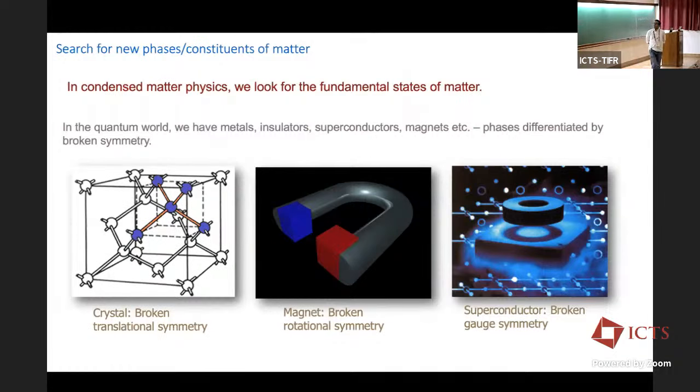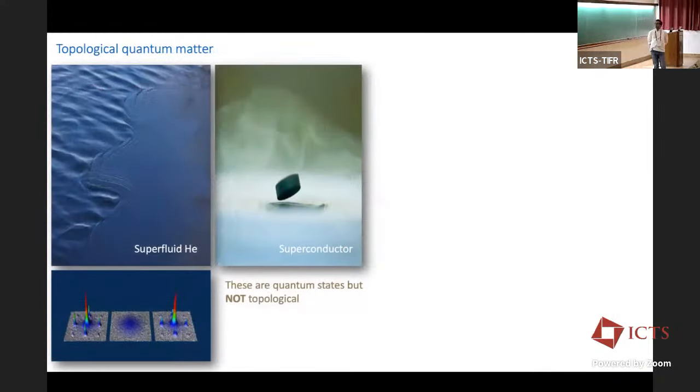So in condensed matter, we look for the fundamental states of matter. And in the quantum world, we have metals, insulators, superconductors, magnets, and they are all differentiated by broken symmetry. In some cases you break time reversal, crystal, phase, as Mandar pointed out. But these are all quantum but not topological states.